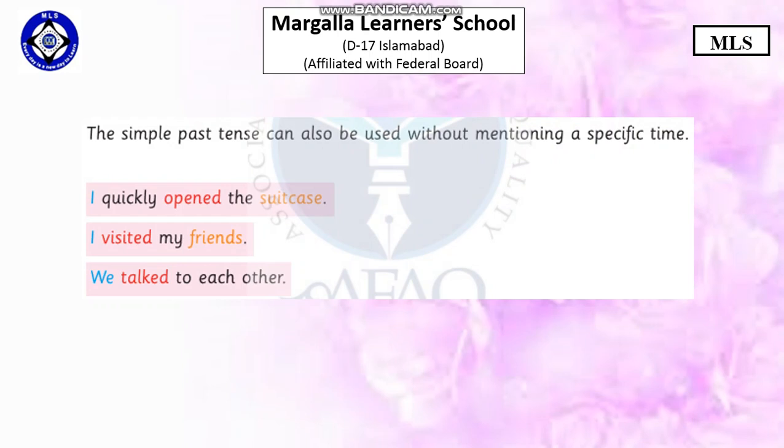Let's look at the second sentence. I visited my friends. Again, in this sentence, we do not have the time mentioned. Let's come to the last sentence. We talked to each other. Again, in this sentence, the time is not mentioned. We do not know for how long we talked.